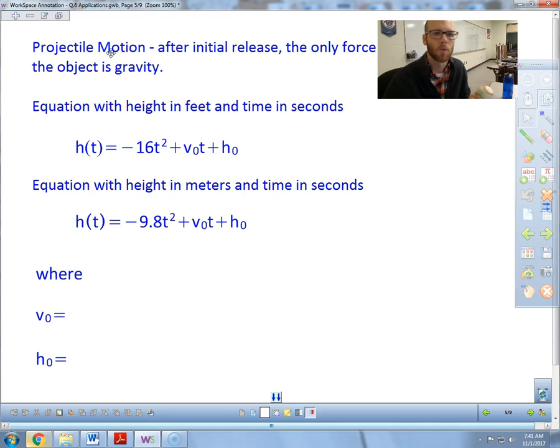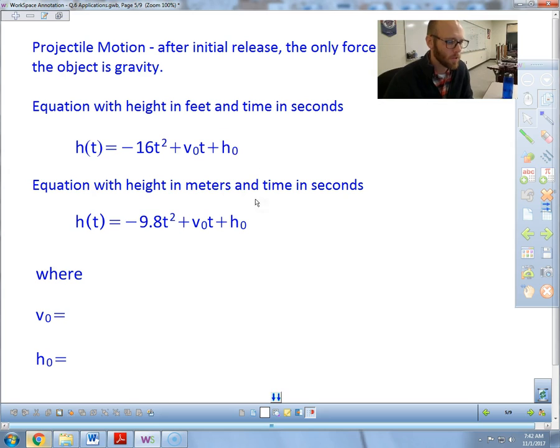So projectile motion. What is projectile motion? Whenever something is launched into the air, released into the air, whether it's dropped, whether it's thrown, whether it's shot, whatever it might be, if the only force acting on the object is gravity, we call that projectile motion. So, if I fly a drone, that's not projectile motion because that has something that is powering it and changing it. The only force acting on it is not gravity. So projectile motion would be things like throwing a baseball, shooting an arrow, dropping a water balloon, things like that.